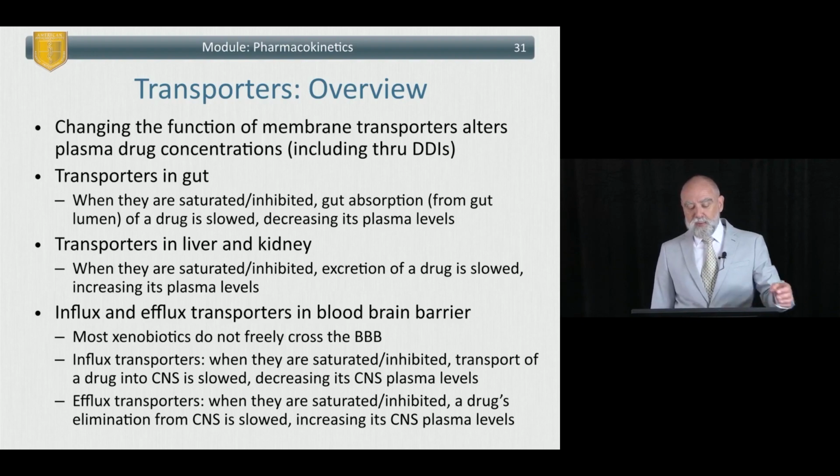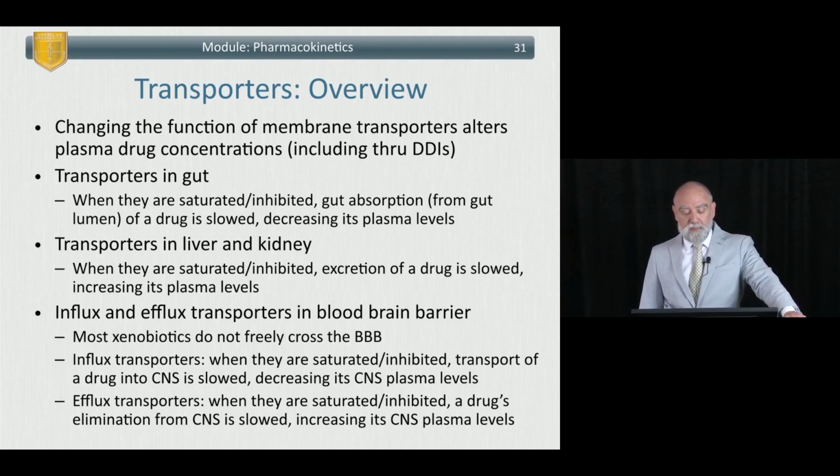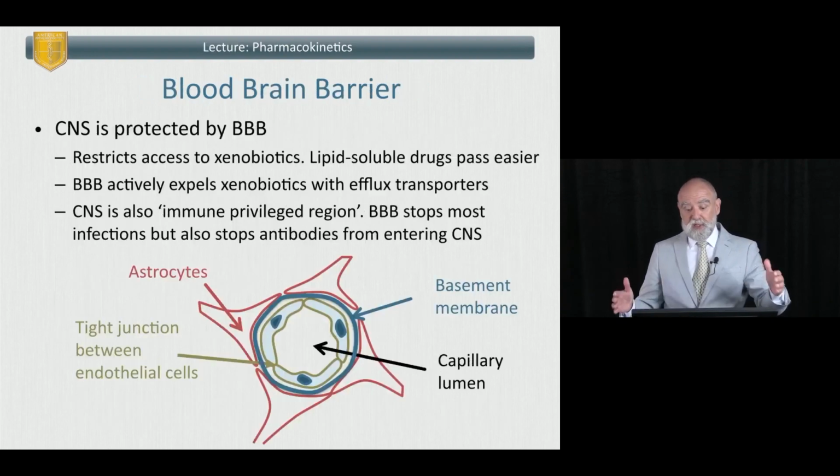Influx and efflux transporters exist in the blood-brain barrier. Most xenobiotics do not freely cross the blood-brain barrier. There are influx transporters. When they are saturated or inhibited, transport of a drug into the CNS is slowed, decreasing its CNS levels. And then efflux transporters, when they are saturated or inhibited, a drug's elimination from the CNS can be slowed, increasing its CNS levels, because it's just kind of stuck in there.